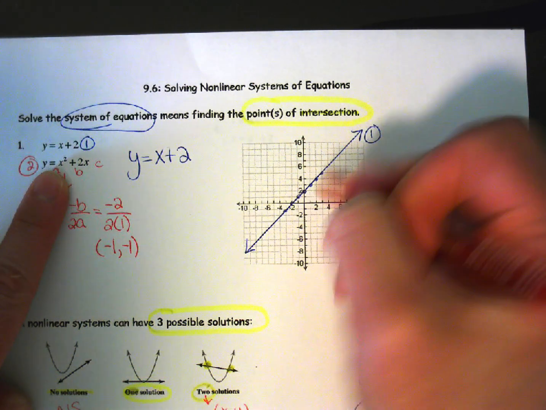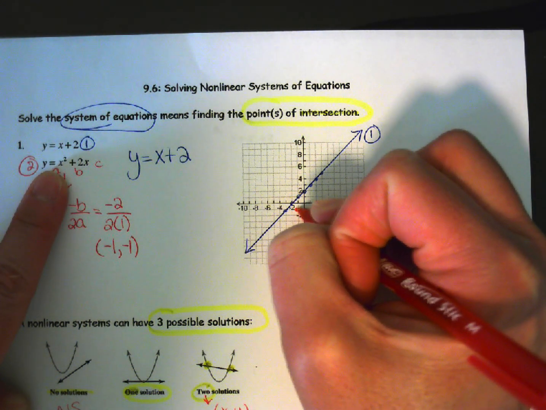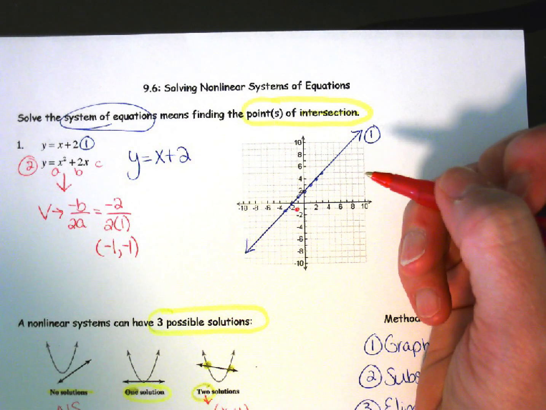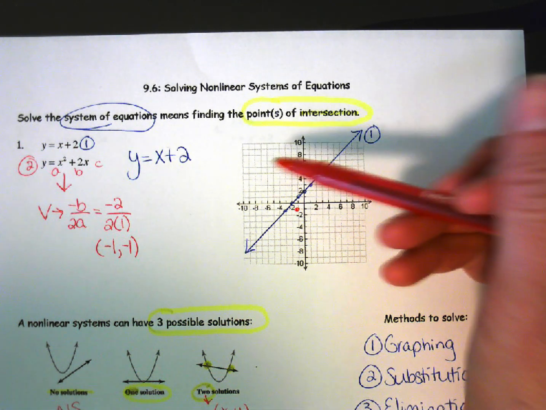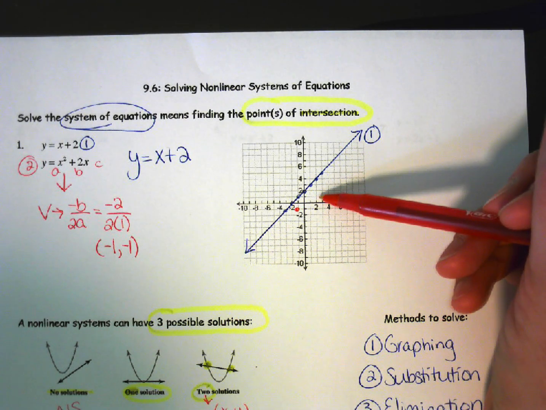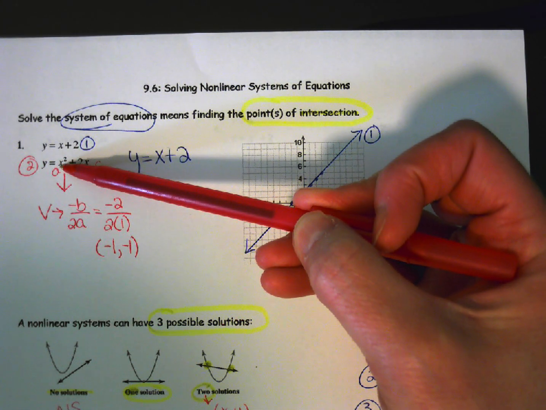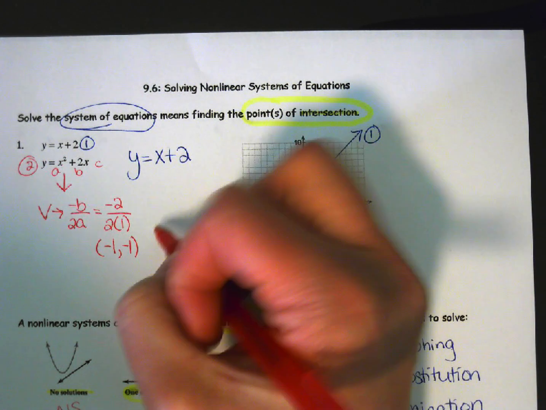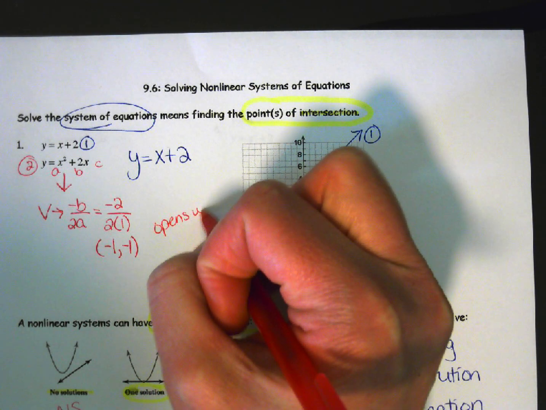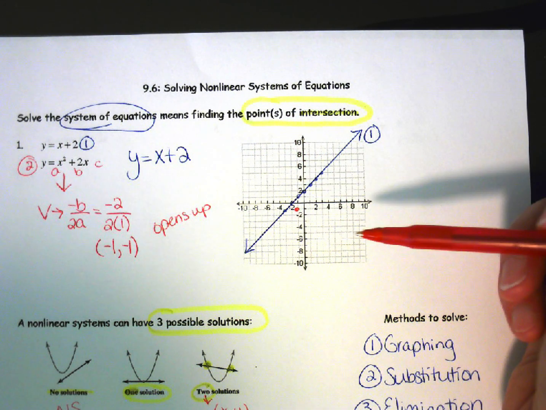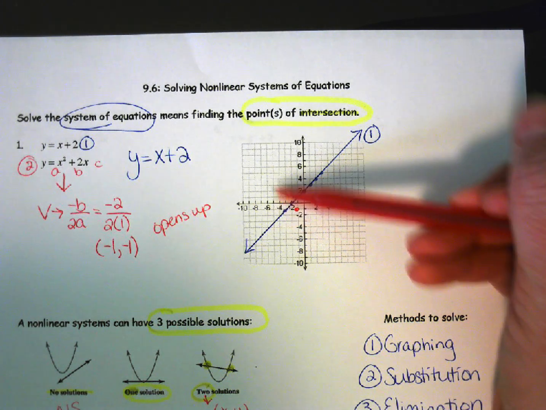So my vertex is negative 1, 1. So that would be right here. That's my vertex. Now I would ask you, how do we know more about this parabola? And so somebody might say, well, A is positive, so we know it opens up, which is good. That's true. But how do we know how wide to draw this?